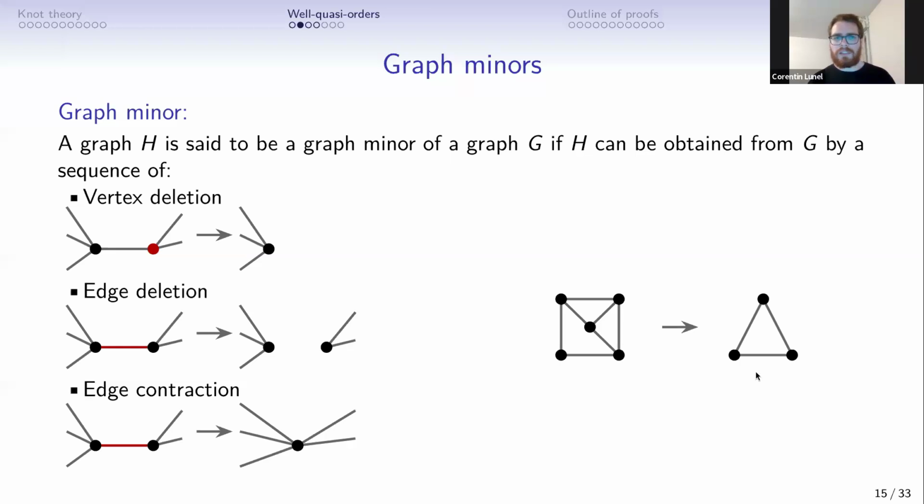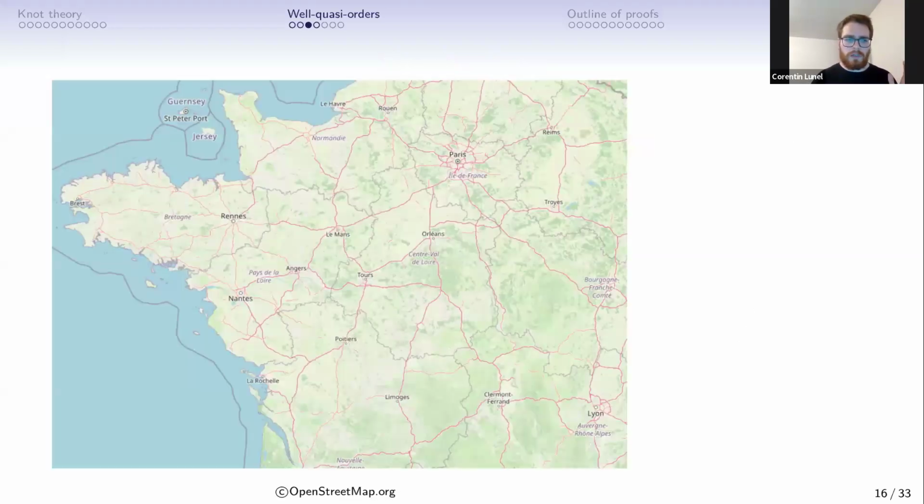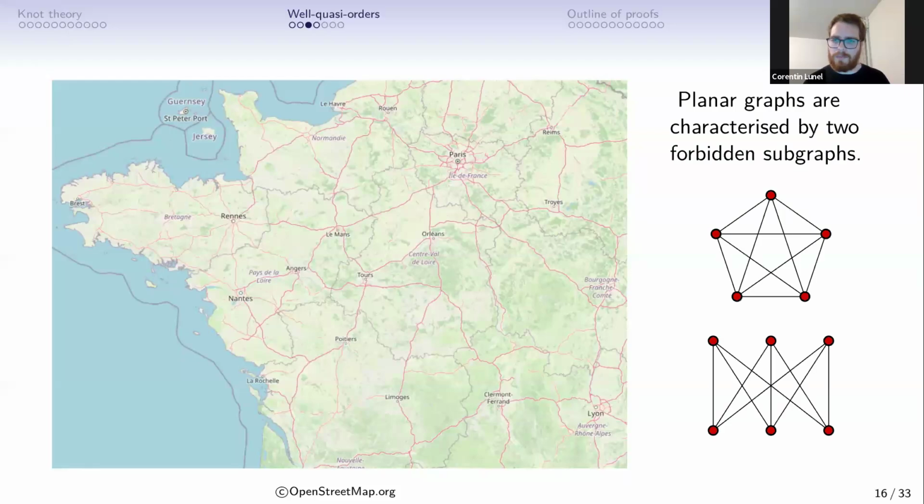And this relation is interesting. Let's use it to study a class of graphs called planar graphs. Here is a piece of a map of France, and you can see that there is an underlying graph where vertices are cities and branchings of roads, and links are the roads. This graph is drawn in the plane, so you don't have two roads that cross. Not all graphs satisfy this property. Some graphs are not planar. They cannot be drawn on the plane.